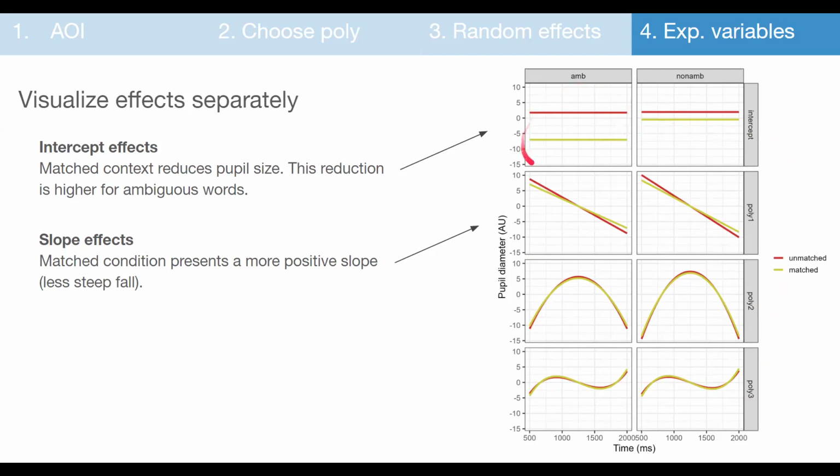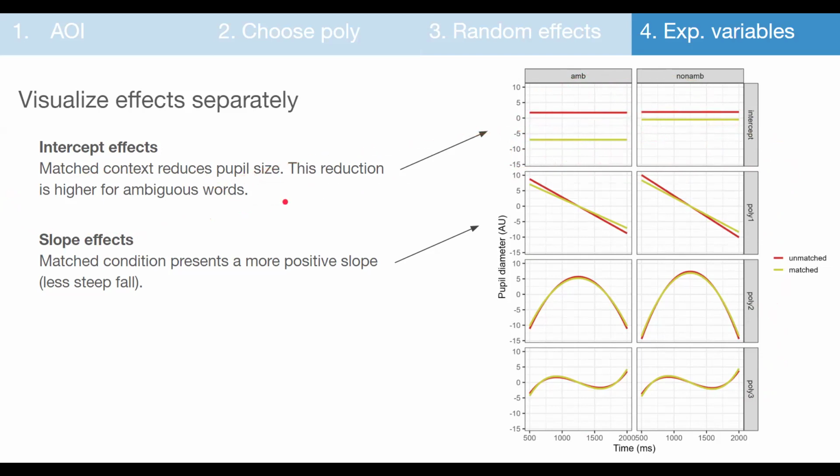So what we see here is the overall average. This is the intercept, that remember that as these are orthogonal polynomials, the intercept is talking about the overall average of the whole curve. And remember that we found that the match condition reduces pupil size. This is what we see here, that the match condition presents a smaller average than the unmatched condition, that is in red.